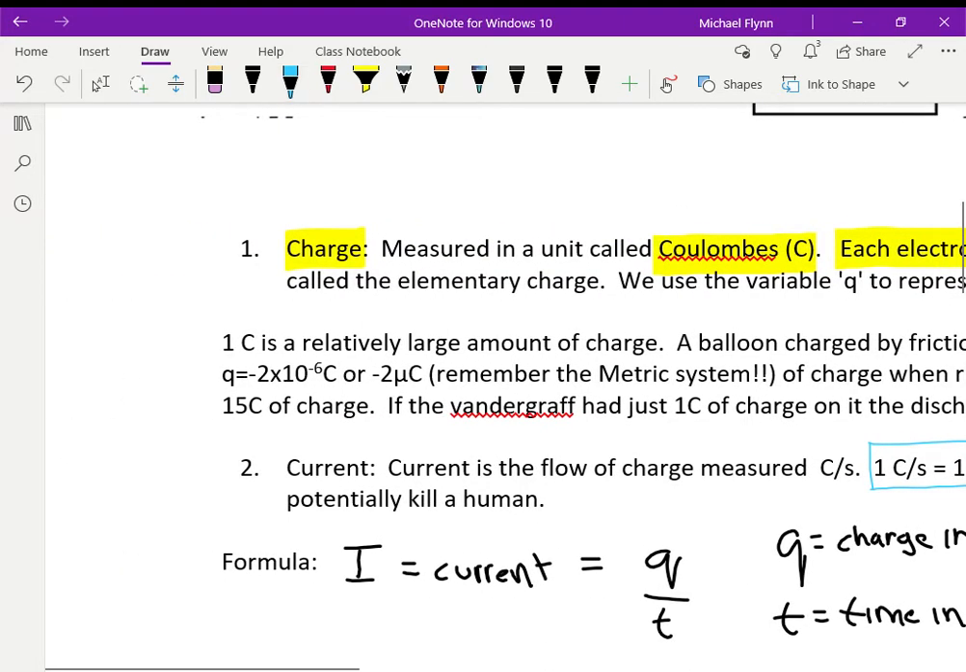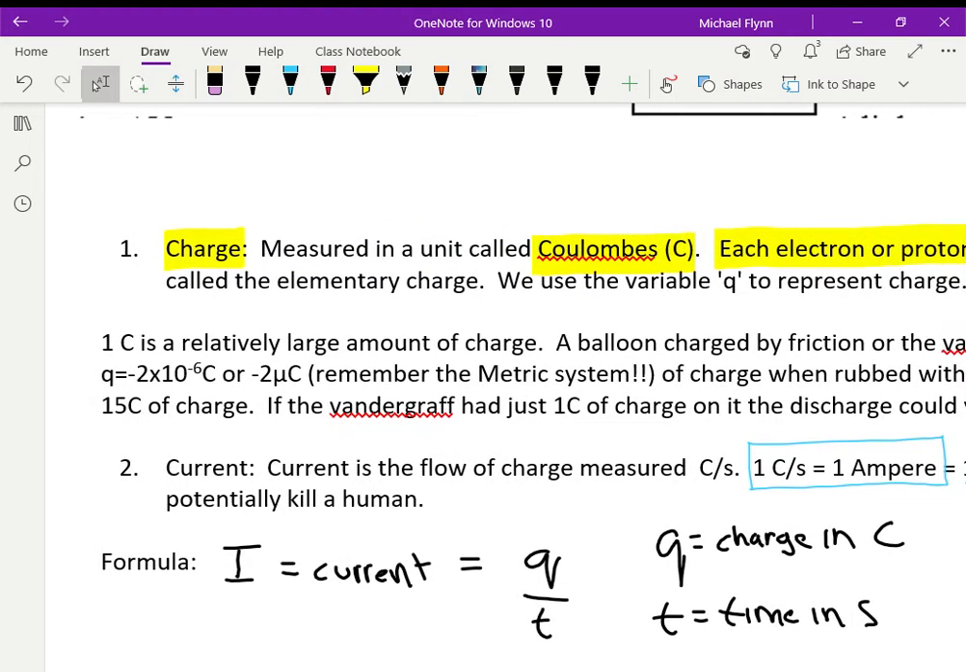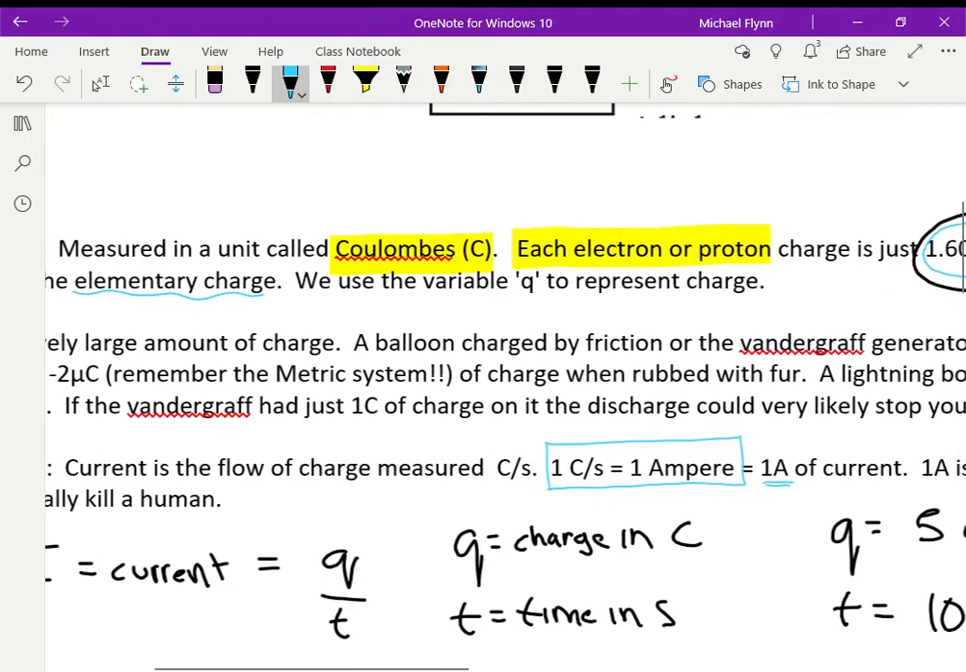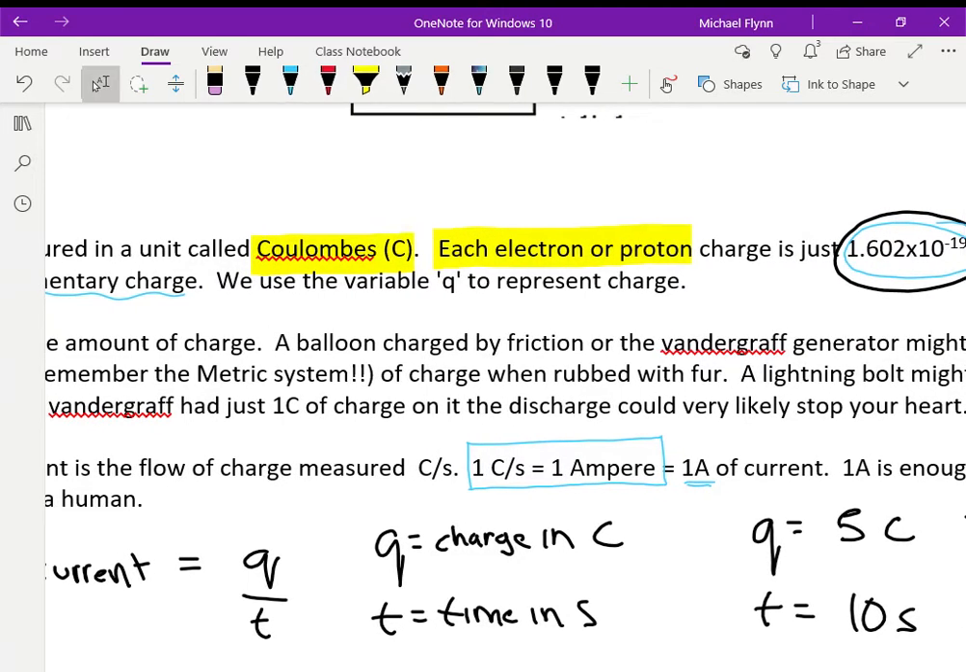So together they're still neutral, but this is the official way that we measure charge. The elementary charge is the charge on the electron or the proton. You can't get any smaller charge than that. That's why we call it elementary. And we use the variable q, so this is important. We use this variable q to represent charge in a formula.